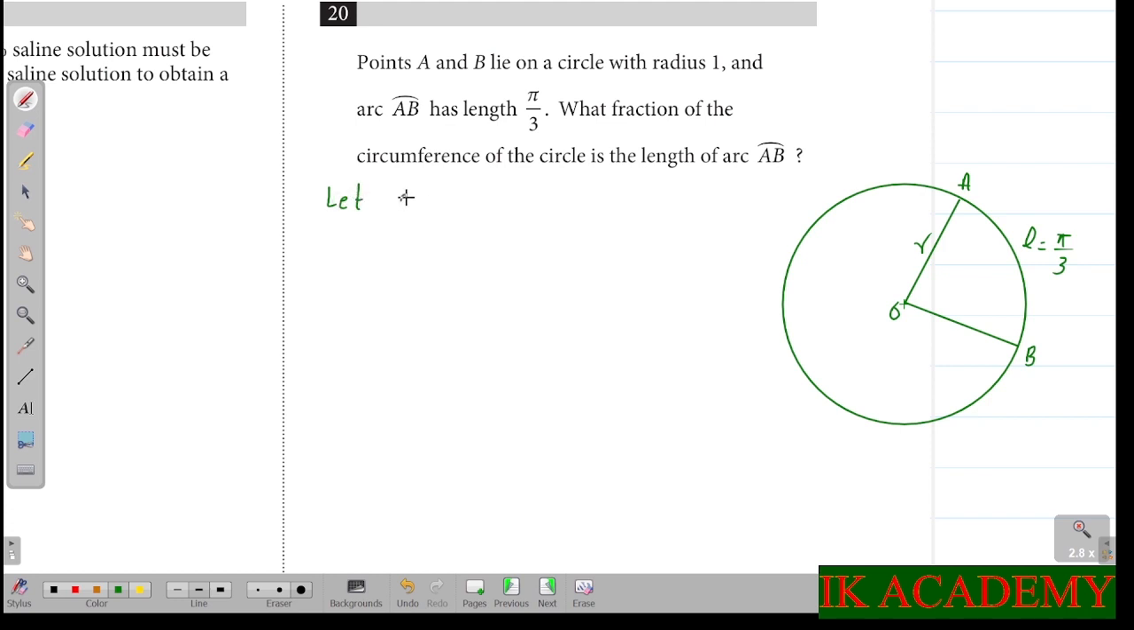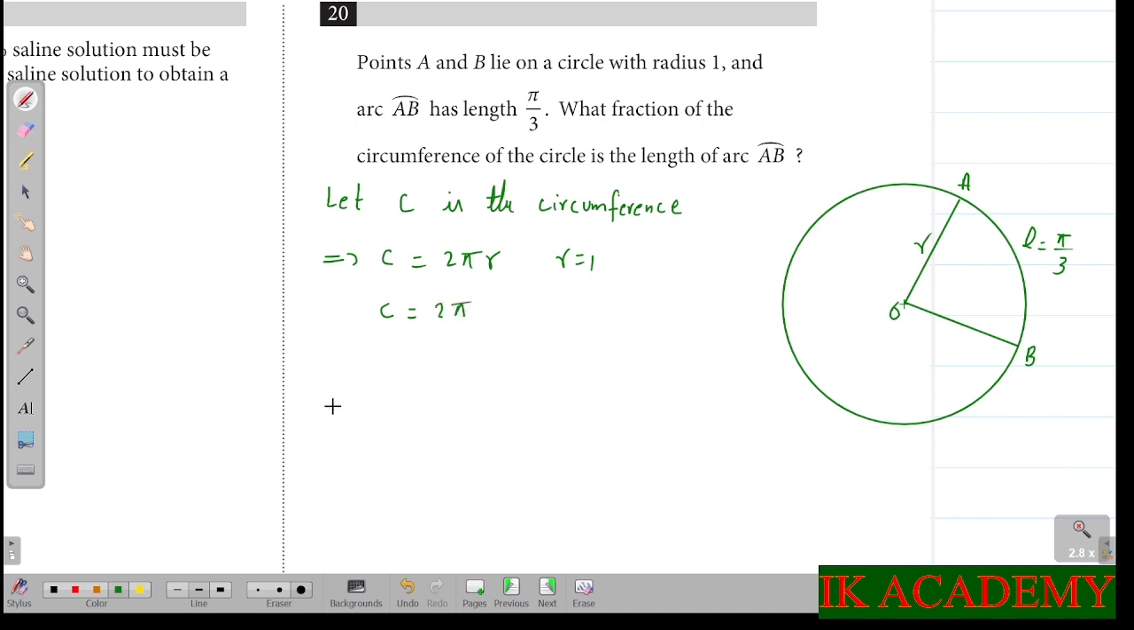Let C be the circumference. This implies C is equal to 2 pi r. The circumference of the circle is equal to 2 pi r. And it was given that the radius is equal to 1. So I can put the value of r as 1, so C will be equal to 2 pi.